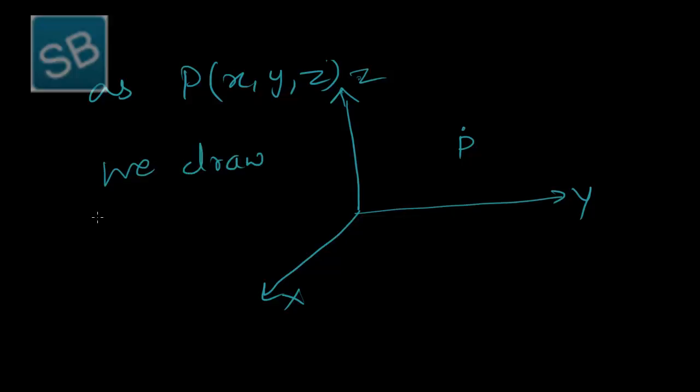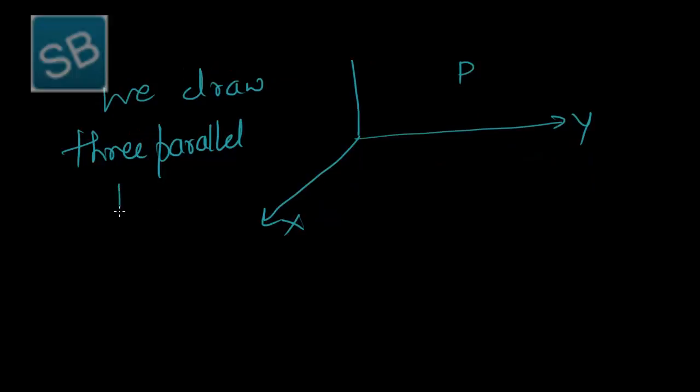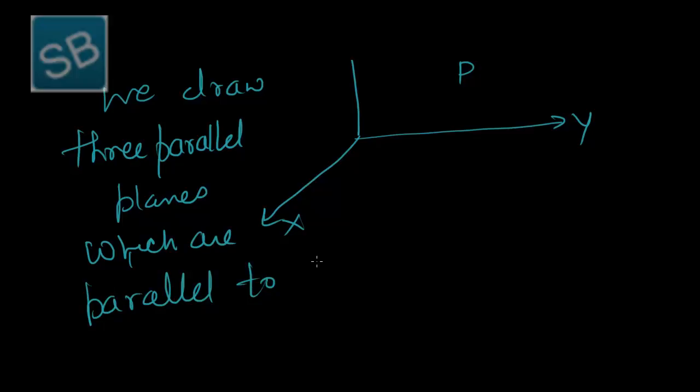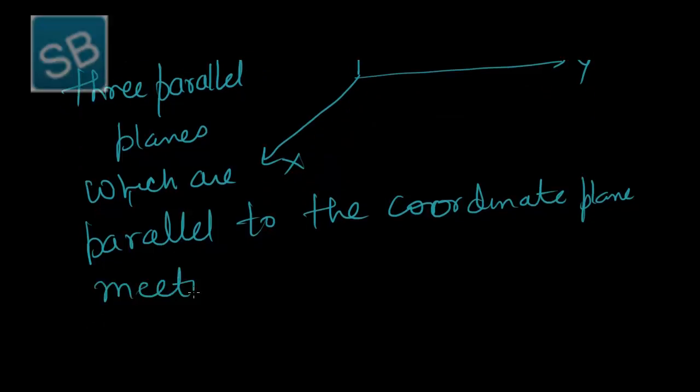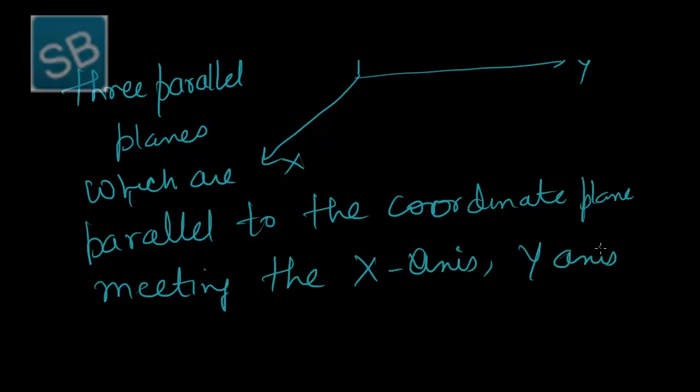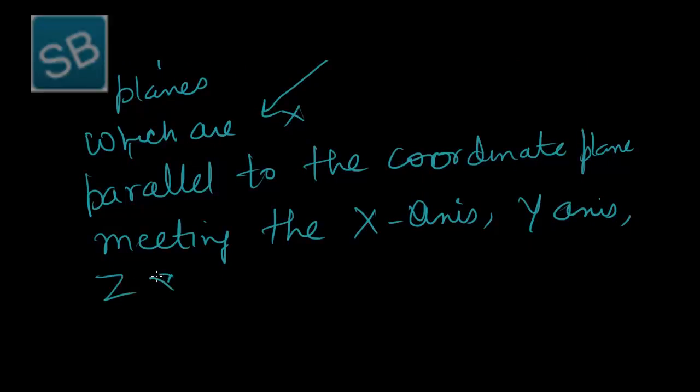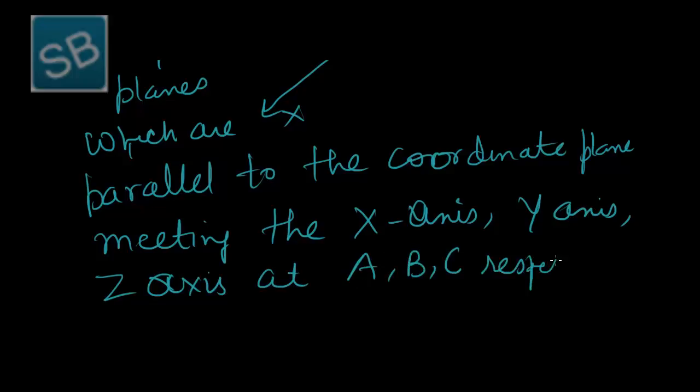Now we draw three parallel planes which are parallel to the coordinate planes, meeting the x-axis, y-axis and z-axis at A, B and C respectively. So let us draw the three planes.